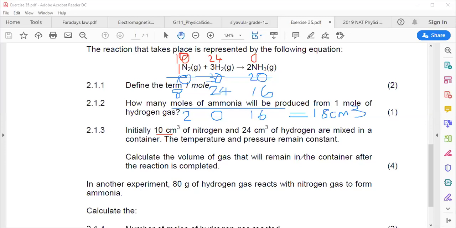There's no formula because there's no STP. We can't use moles. We can't use VM because it's not STP. So we have to use proportion here. We have to use proportion.